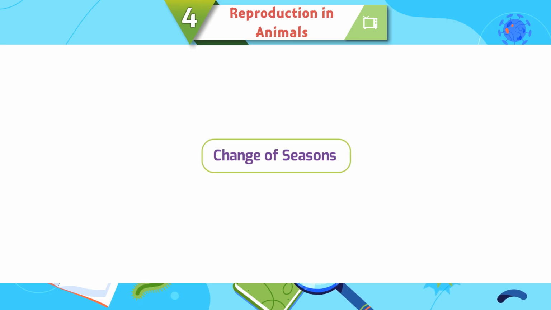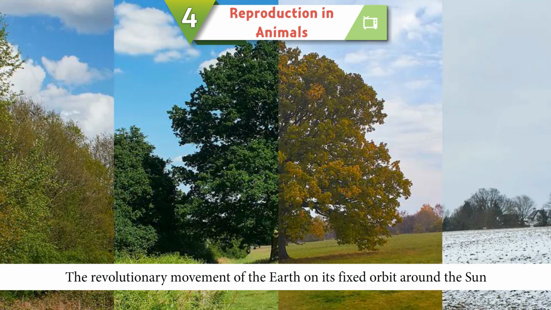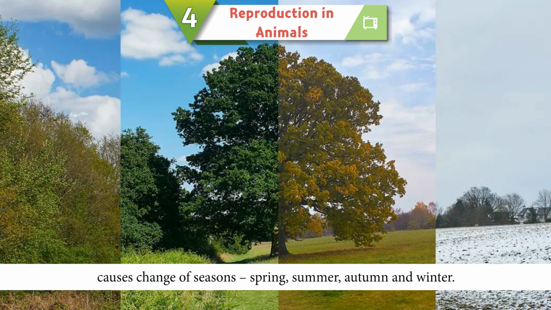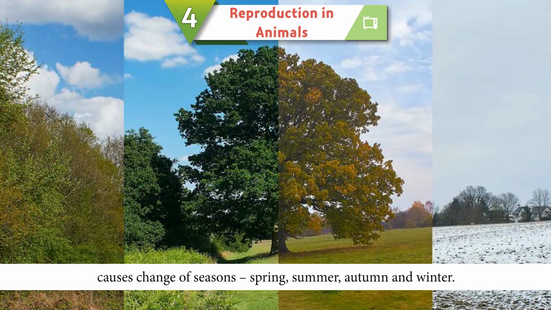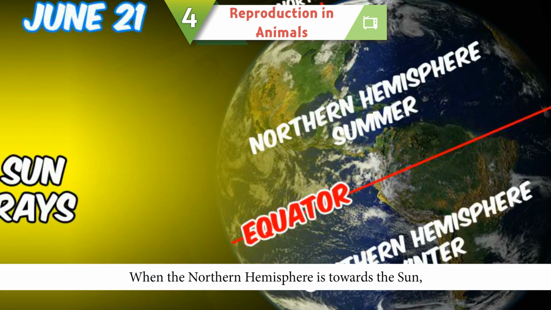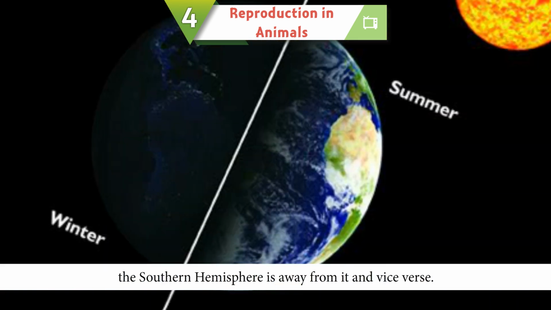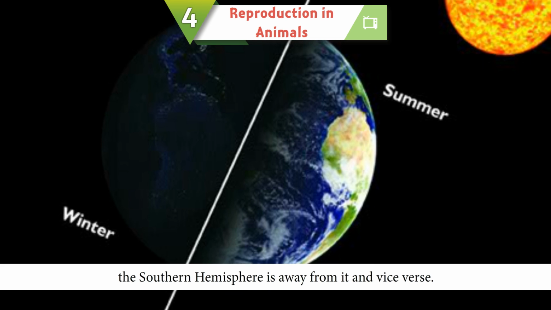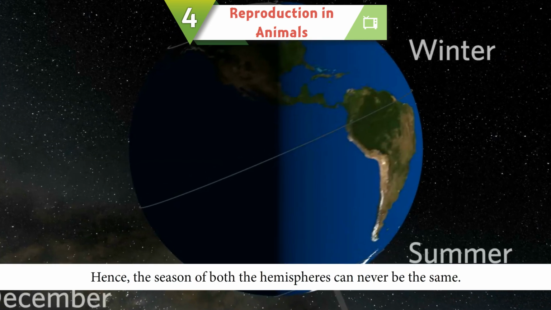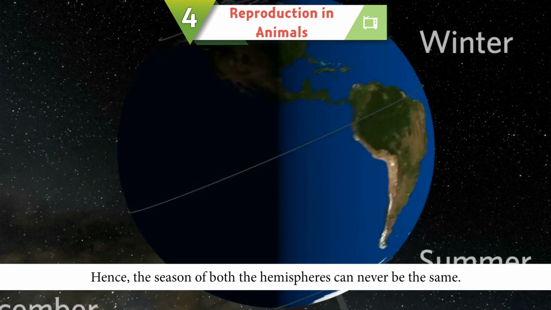Change of seasons. The revolutionary movement of the Earth on its fixed orbit around the Sun causes change of seasons: spring, summer, autumn, and winter. When the northern hemisphere is towards the Sun, the southern hemisphere is away from it, and vice versa. Hence, the season of both the hemispheres can never be the same.